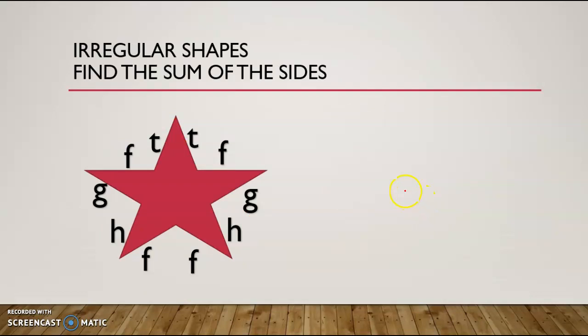Now, what if I had an irregular shape, such as this star here? Well, we'd still do the same thing, and we would add up all the sides. So I'm going to start here. I'm going to put that number 1, and I'm just going to go around and add all of these together. So I'm going clockwise. So T plus F plus G plus H plus F plus F plus H plus G plus F.